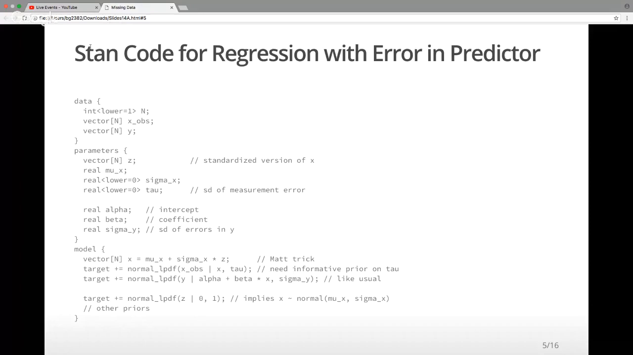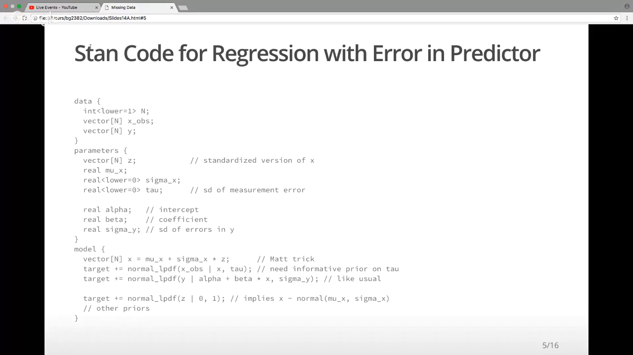And then we have the regular stuff that we would have for the true data generating process, what we would have done before if everything was measured perfectly. So we have an intercept, we have a coefficient. This should be lower equals 0 right there. And then we have standard deviation for the errors in y. Beta could easily be a vector of coefficients, and we could have multiple predictors measured with error, etc.